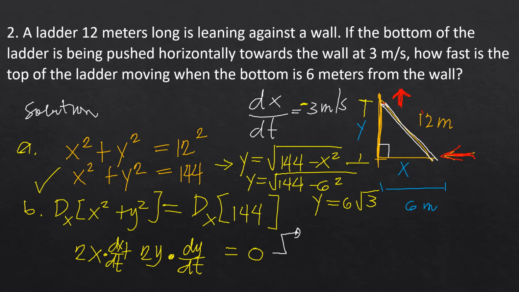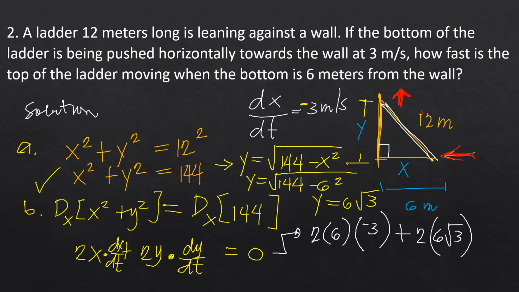Therefore, from this differentiation, implicit differentiation, we are now ready for the substitution. So we have 2 times x, where x is 6. The derivative or change of x with respect to t is negative 3. Okay, already given. And add that to 2y, where y is 6 square root of 3. And we have dy over dt is equal to 0. Okay, so we have 2 times 6 times negative 3. We have that 12 times negative 3 is negative 36. Kasi lipat na natin sa kabila, we have positive 36.